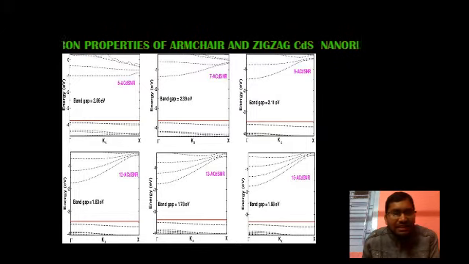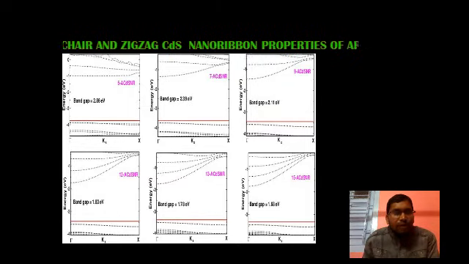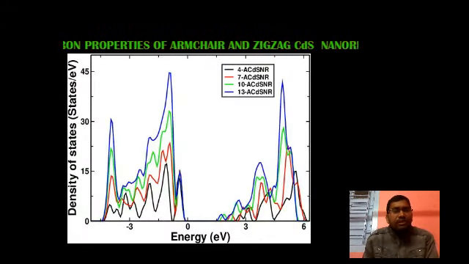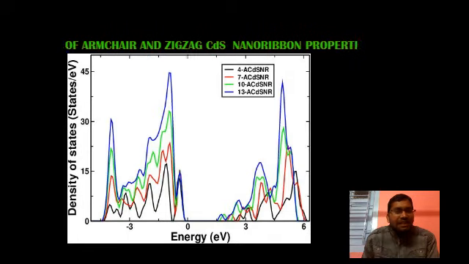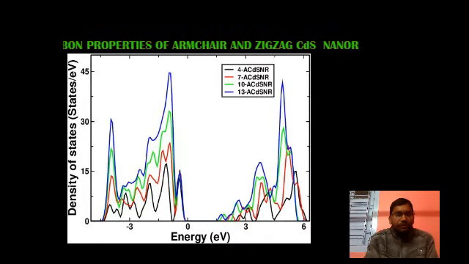This is the typical band structure of an armchair type cadmium sulfide nanoribbon. Here we can see that for wider armchair nanoribbons, the band gap decreases. This is the typical density of states of various armchair type cadmium sulfide nanoribbons. You can see that as you increase the width, the band gap decreases. Here the Fermi energy level is at 0, and you can see that the band gap decreases as we increase the width of the nanoribbon.